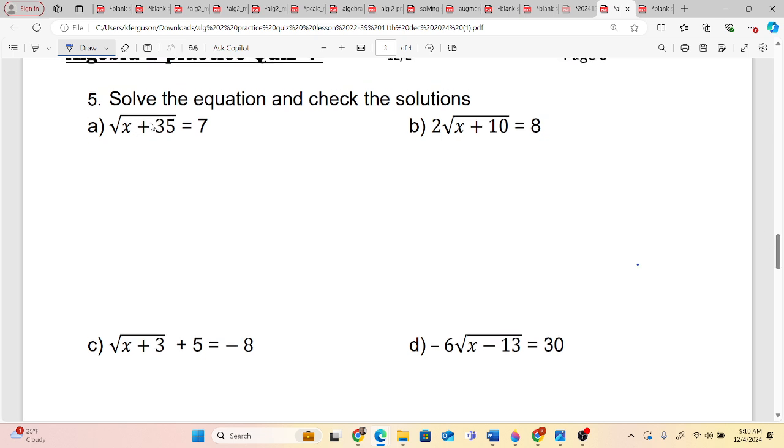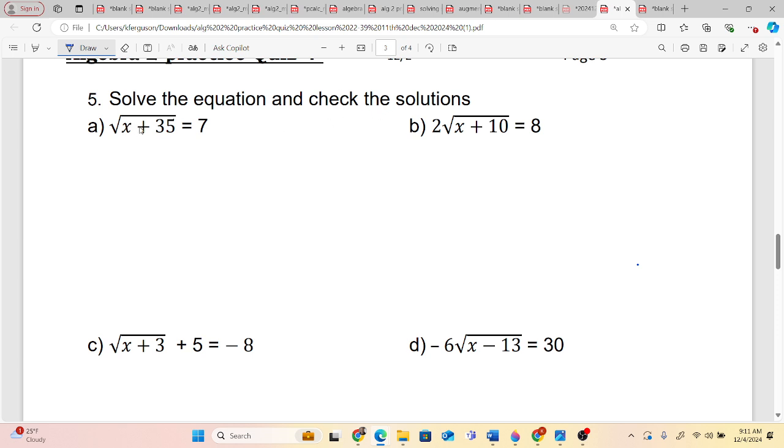So dealing with these radical equations, I need to get rid of the radical. See, there's a variable under the radical, and I can't really do anything with it because the variable under the radical can't interact with the stuff that's outside the radical. So I need to get rid of the radical. Well, that radical is a square root.